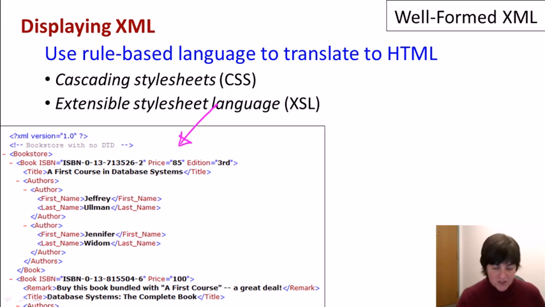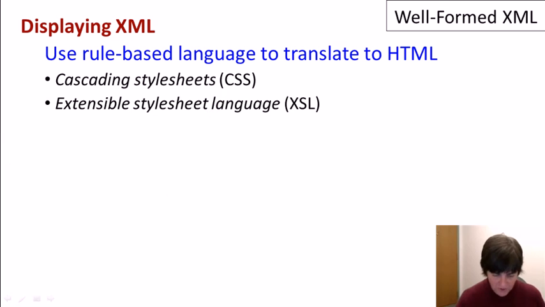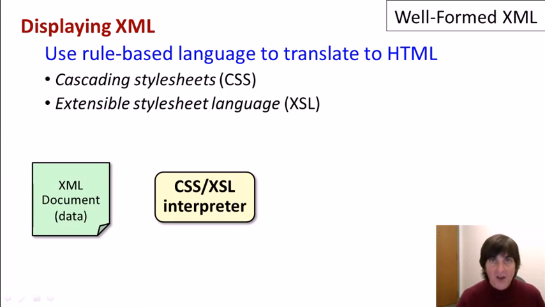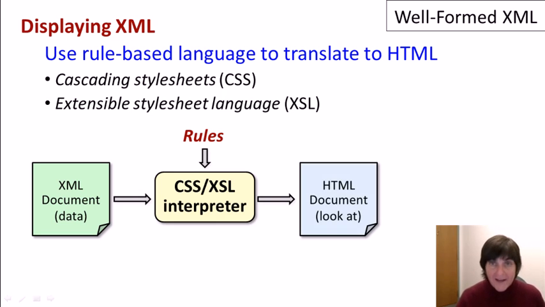A couple of popular languages are cascading style sheets, known as CSS, or the extensible style sheet language, known as XSL. We're going to look a little bit at XSL in a later video in the context of querying XML. We won't be covering CSS in this course, but let's just understand how these languages are used, what the basic structure is. So the idea is that we have an XML document, and then we send it to an interpreter of CSS or XSL, but we also have to have the rules that we're going to use on that particular document. And the rules are going to do things like match patterns or add extra commands. Once we send an XML document through the interpreter, we'll get an HTML document out, and then we can render that document in the browser.